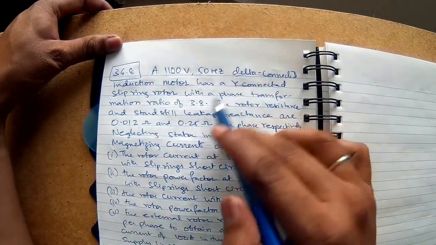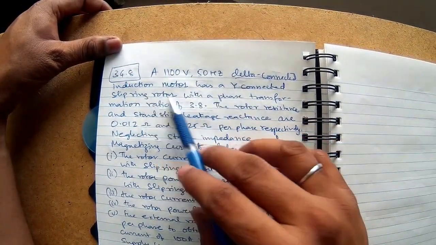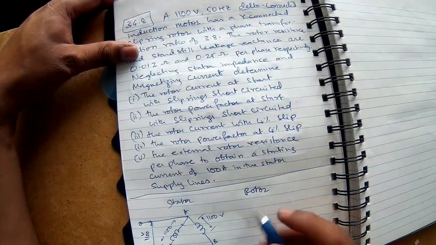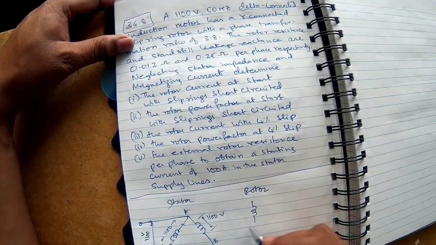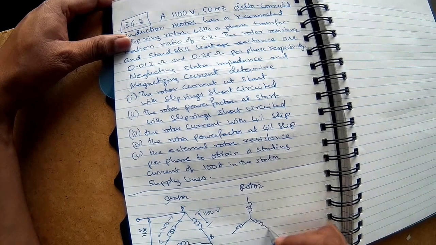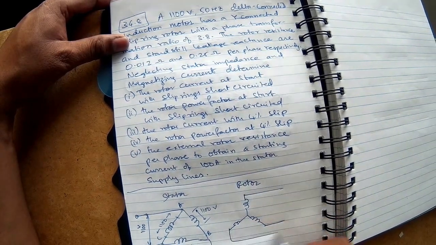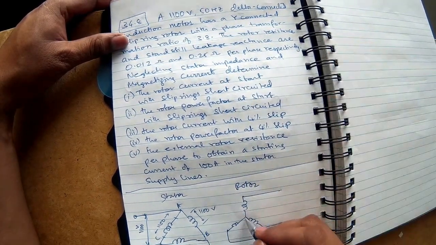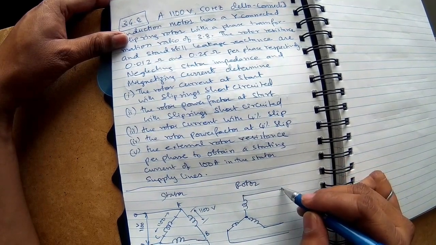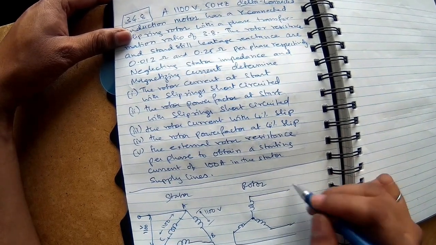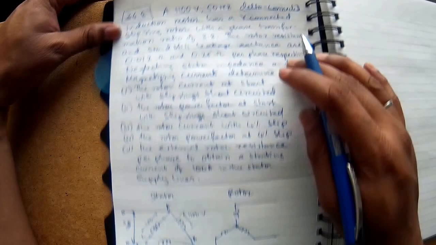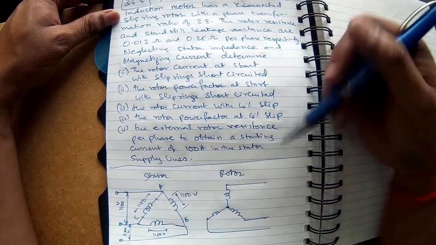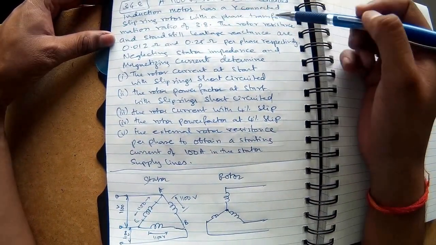Alright, so let's continue. The induction motor has a star connected slip ring rotor, whereas the rotor is star connected. So these are the three windings in the rotor and the three windings are star connected. Now there will be slip rings here, and the slip rings I can connect to the external resistance and all, which I am not showing here because this is a circuit schematic.